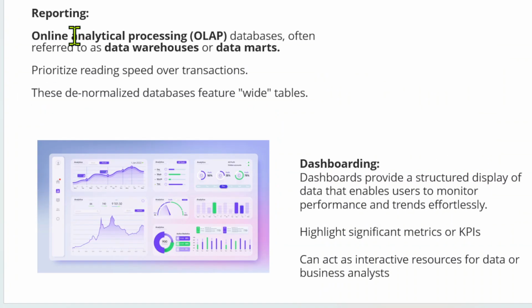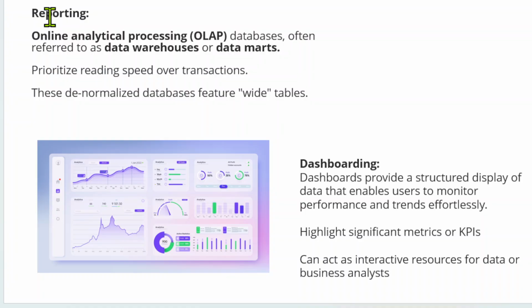Whereas for reporting, we use online analytical processing, or OLAP. These are often referred to as data warehouses or data marts. Now you might hear the phrases data lakes, data lakehouses. They prioritize reading speed over transactions. These are denormalized databases, and they feature wide tables. And again, this will make a lot more sense once we get into normalization, but just so you know.